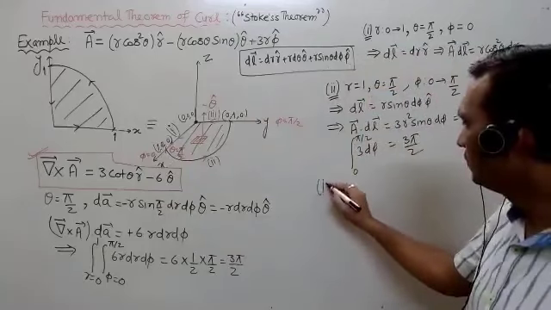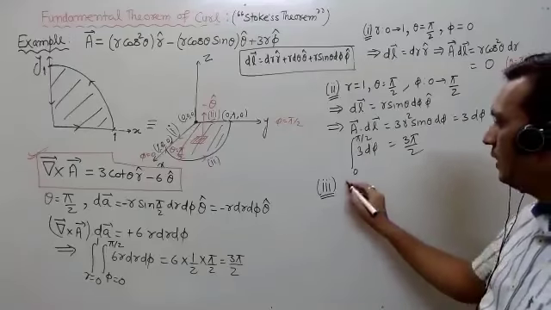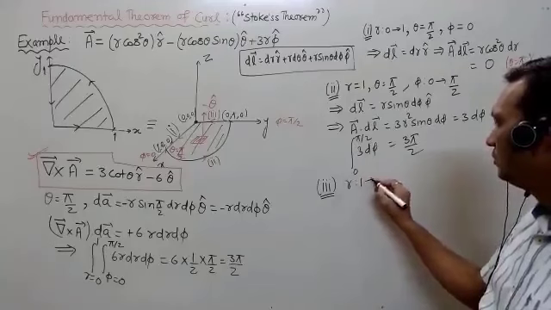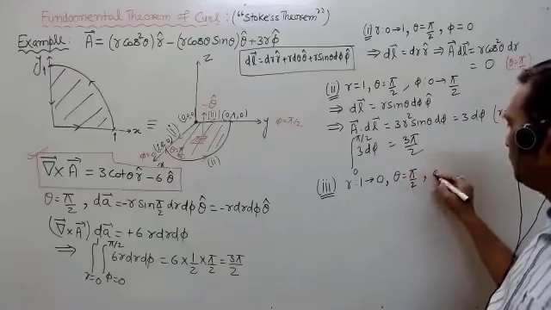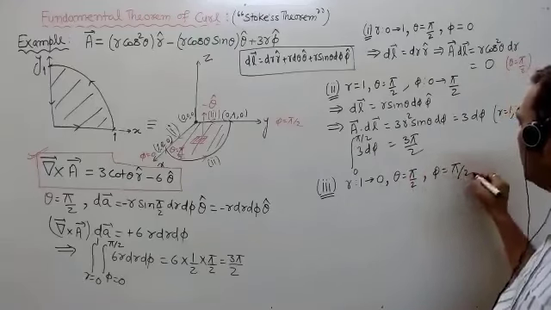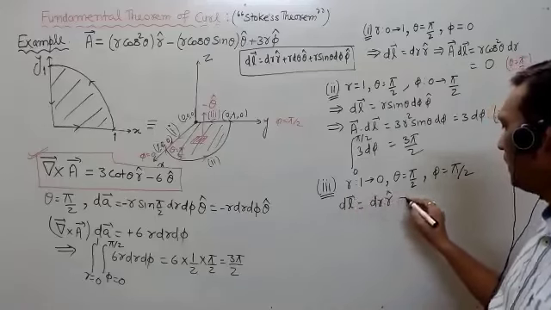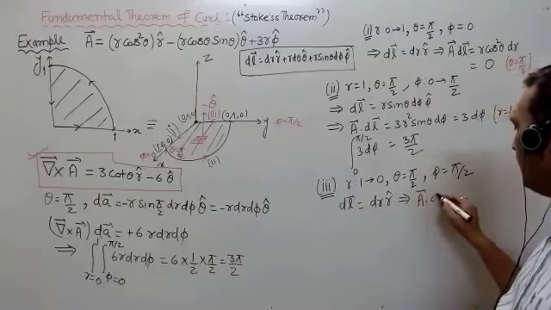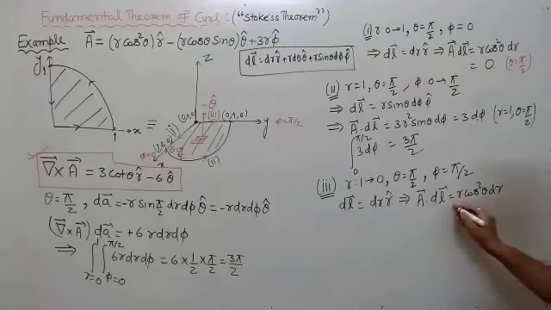Then segment 3. Now along segment 3, r varies from 1 to 0. Theta is pi by 2. Phi is pi by 2. So dl is dr r cap. So what will be A dot dl? r cos square theta dr. So again theta is pi by 2, so this will be 0.